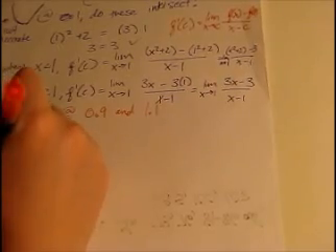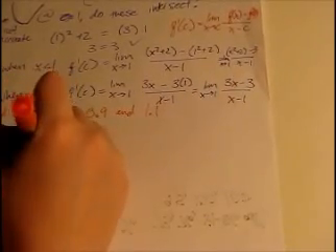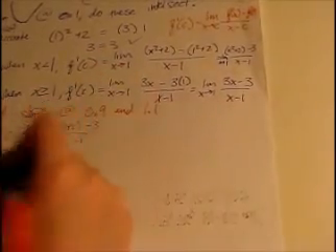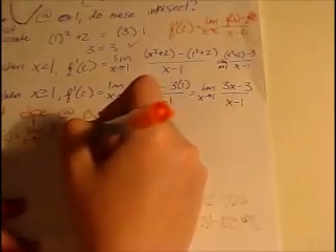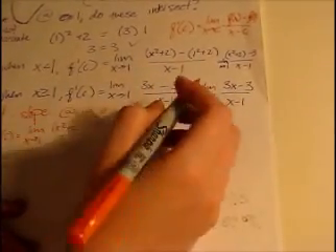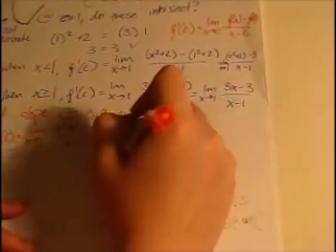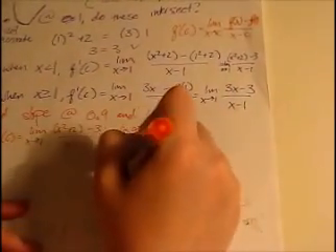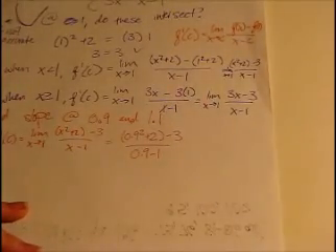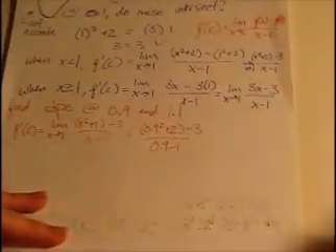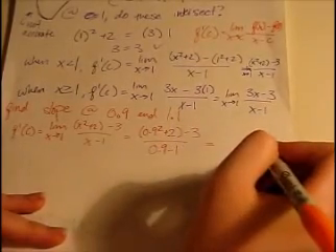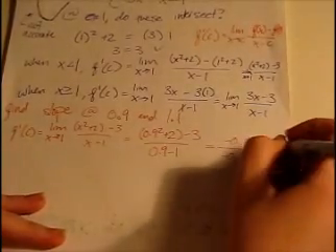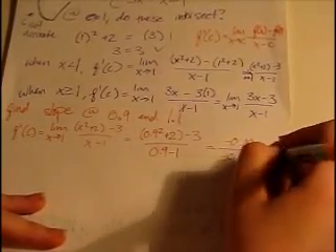So f prime of c equals the limit as x approaches 1 of x squared plus 2 minus 3 over x minus 1. So I just rewrote down the equation that we had up here. I'm going to plug in 0.9. So this is 0.9 squared plus 2 minus 3 over 0.9 minus 1. Still see that? And that equals negative 0.19 over negative 0.1. And that equals 1.9. Okay?